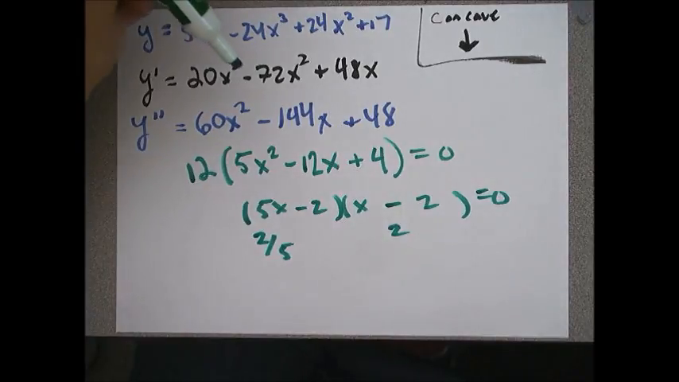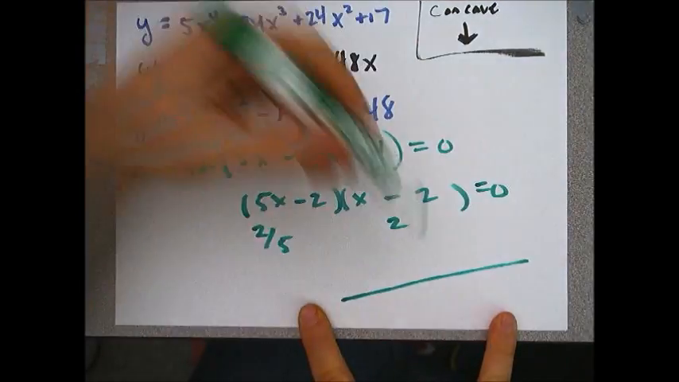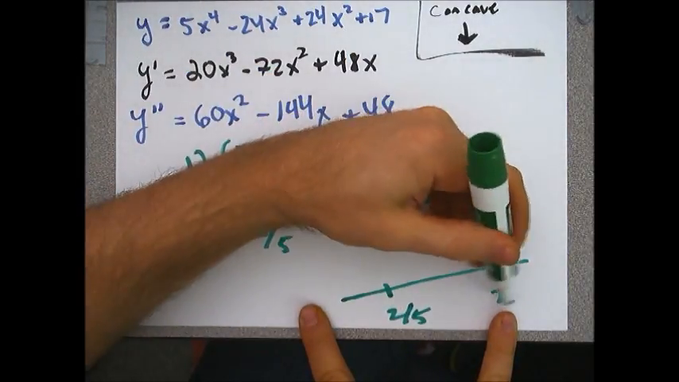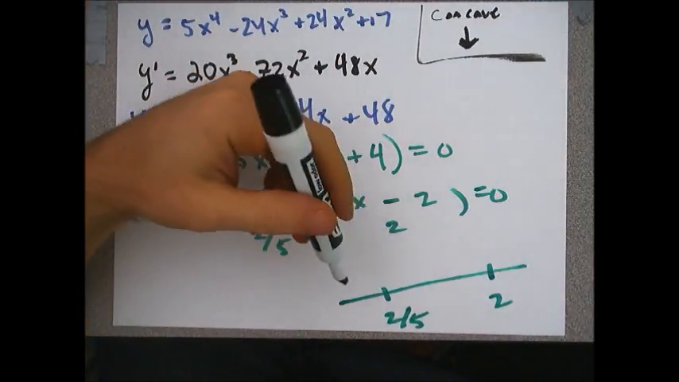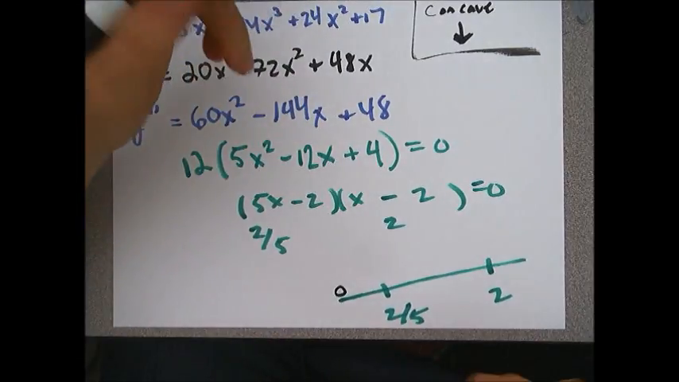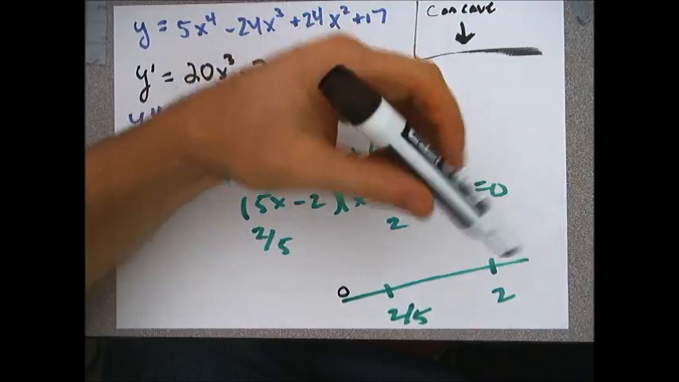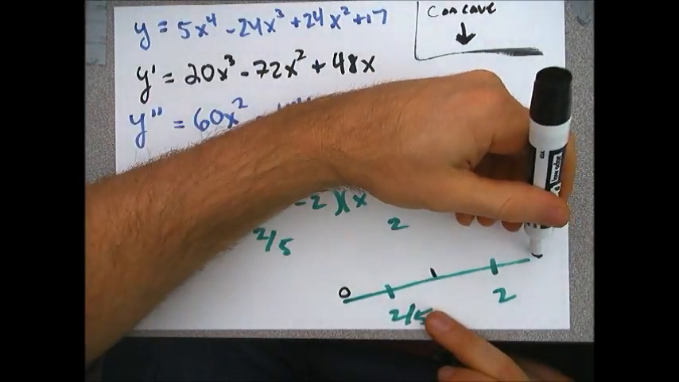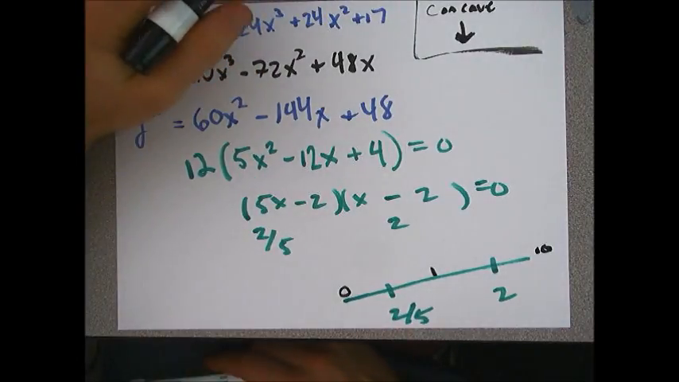So we want to know where it's concave down, so we need to do the second derivative test. We want to make a number line. Here's 2/5. Here's 2. I'm going to pick numbers between them. To the left of 2/5, you can pick anything you want. I'm just going to go with 0 because that's easy to plug in. Between 2/5 and 2, let's pick 1. To the right of 2, I'm going to pick 10. Again, any numbers that fit that interval is fine.